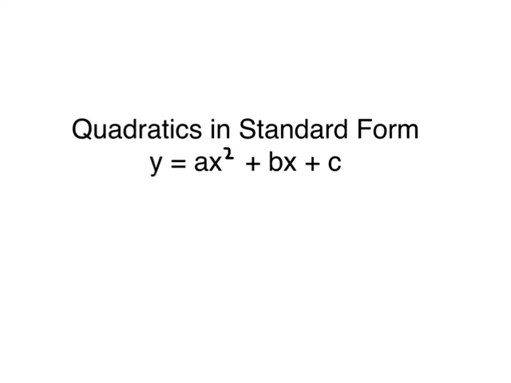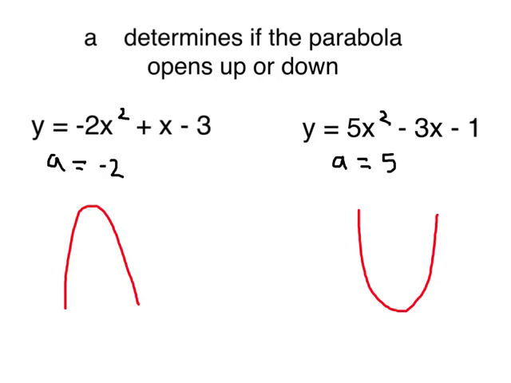A quadratic equation written in standard form looks like this. This is where the A coefficient, B coefficient, and C coefficient are shown. The A coefficient in the standard form tells you whether the parabola opens up or down. So if you look at this quadratic equation, the A coefficient is -2, so the parabola opens down. In this equation, the A coefficient is +5, so the parabola opens up.